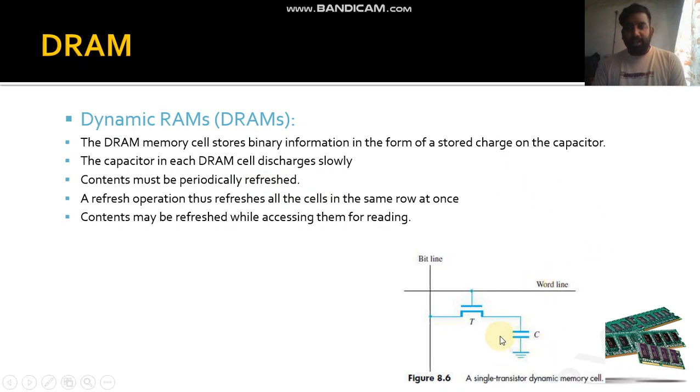We want to refresh the contents of the capacitor at regular intervals, or periodically, so that the voltage remains constant. The refresh operation thus refreshes all the cells in a particular row at once. There are n memory elements connected to a single word line. All the cells on the single word line are refreshed at the same time, and the data is read by the bit line.